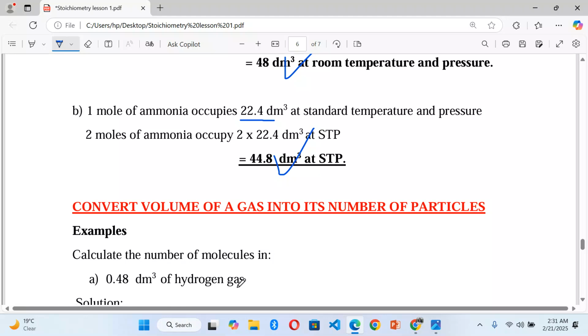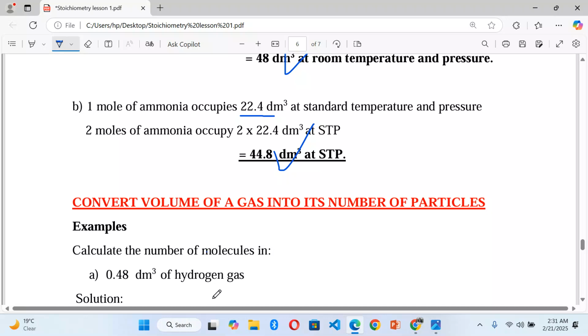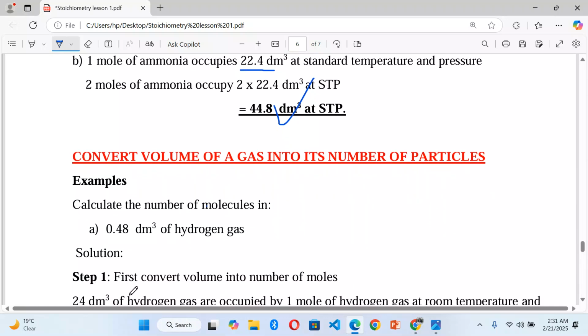But in this case, we have volume and we don't have moles. So our first step is to determine the number of moles present here. After determining the number of moles, you can convert moles into molecules. Are we there? Let's go straight to the solution. Step 1: we first convert volume into number of moles. Very good. That is the question I was trying to bring here. Can you convert this volume back to moles? And now here the question comes. We want to convert this volume into moles.